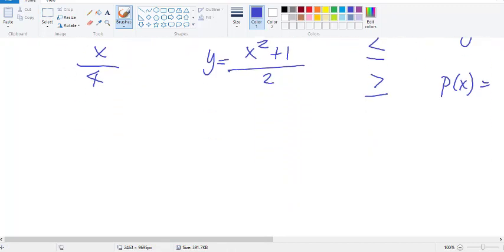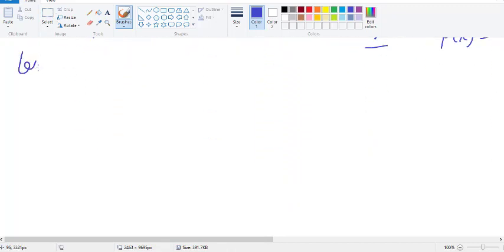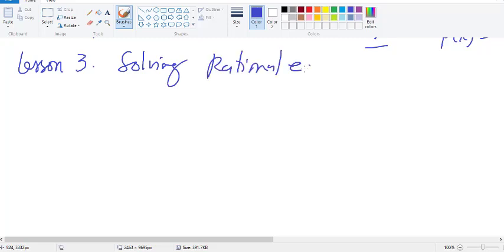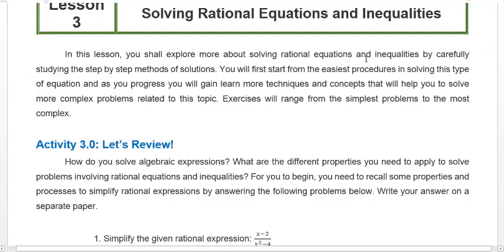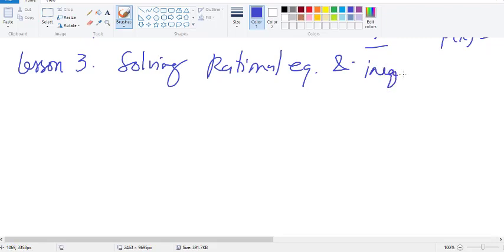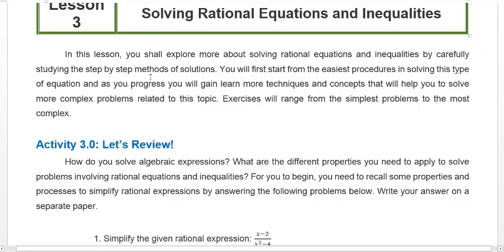Let me put this down. So we are at lesson 3 now: solving rational equations and inequalities. Okay. So, for rational functions, okay.